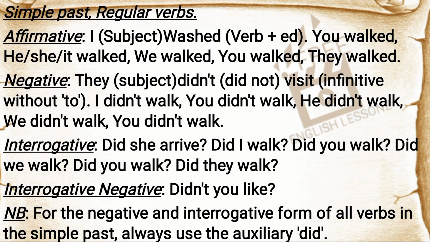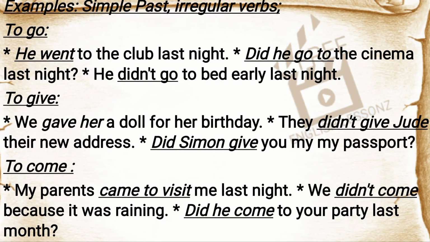Interrogative negative: Didn't you like. NB, for the negative and interrogative form of all verbs in the simple past, always use the auxiliary did. Examples: simple past, irregular verbs, to go. He went to the club last night. Did he go to the cinema last night? He didn't go to bed early last night. To give: We gave her a doll for her birthday. They didn't give Jude their new address. Did Simon give you my passport?